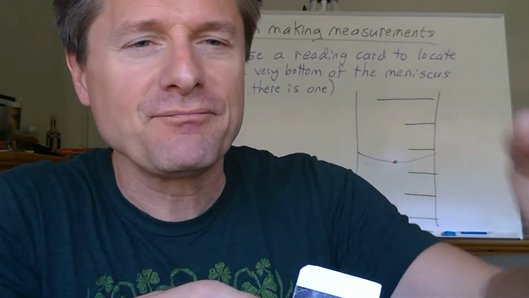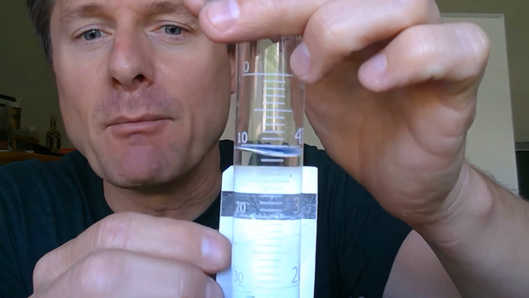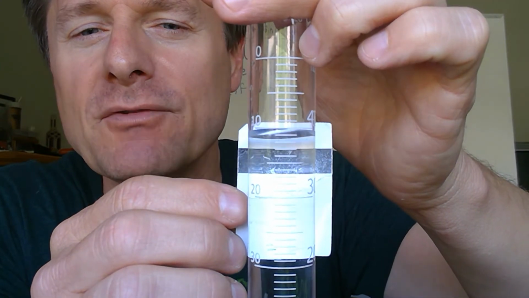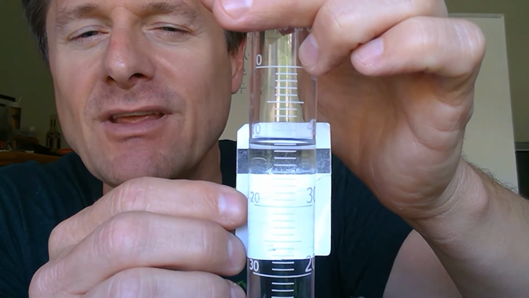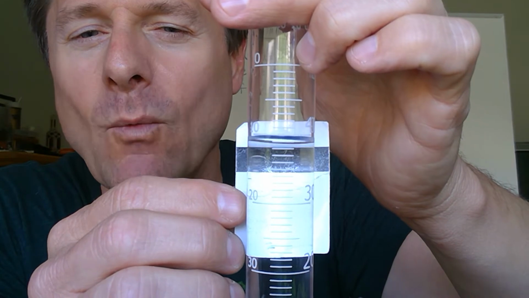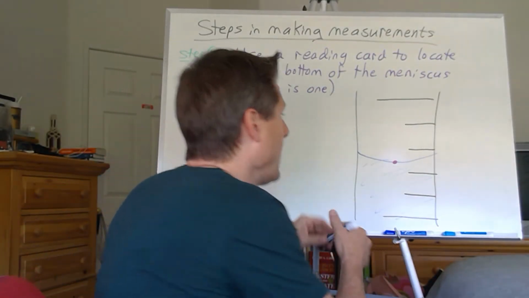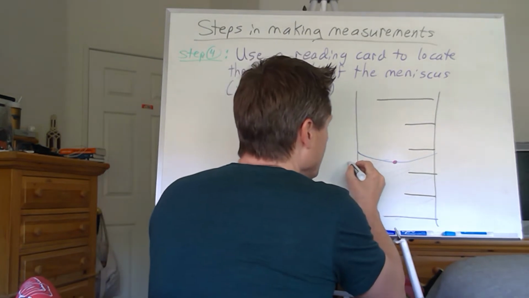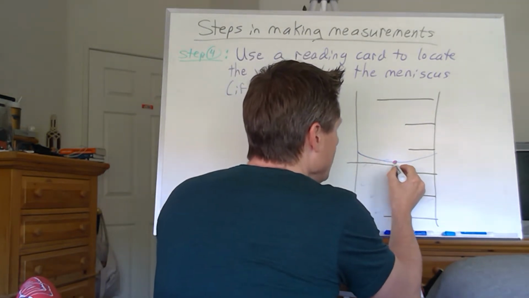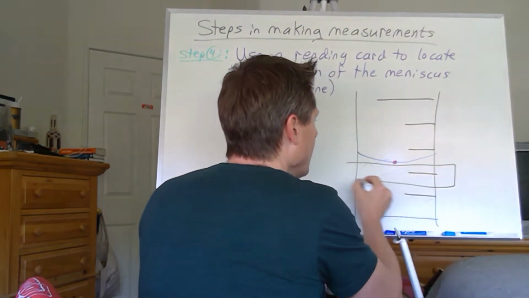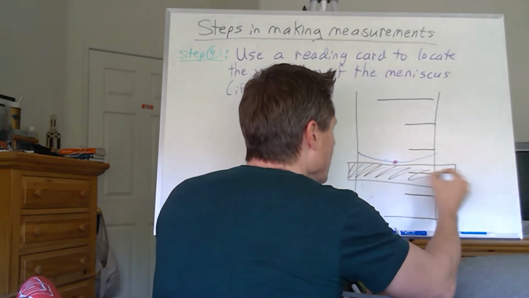So I like to get just a tiny, tiny bit of space, maybe half a millimeter, where I'm bringing it up closer, closer, closer, and I just have a little bit of white space in between there. And you can see the bottom of that meniscus outlined in black. So I'm going to get that reading card to where it's just underneath there. So that would be my burette reading card, right?